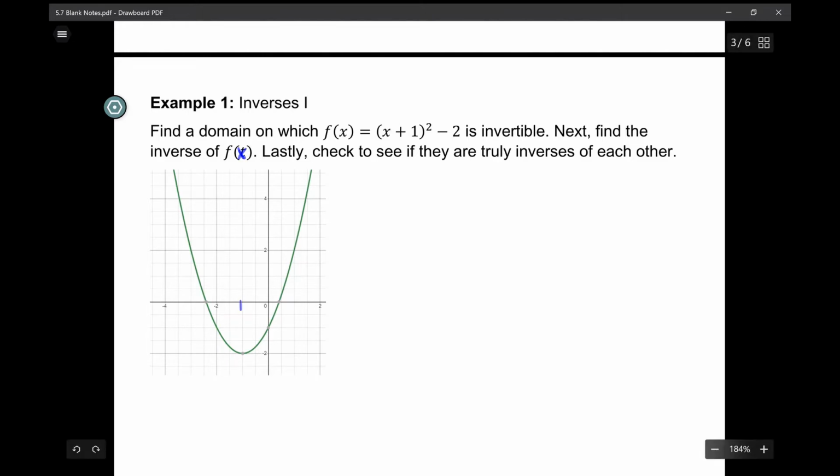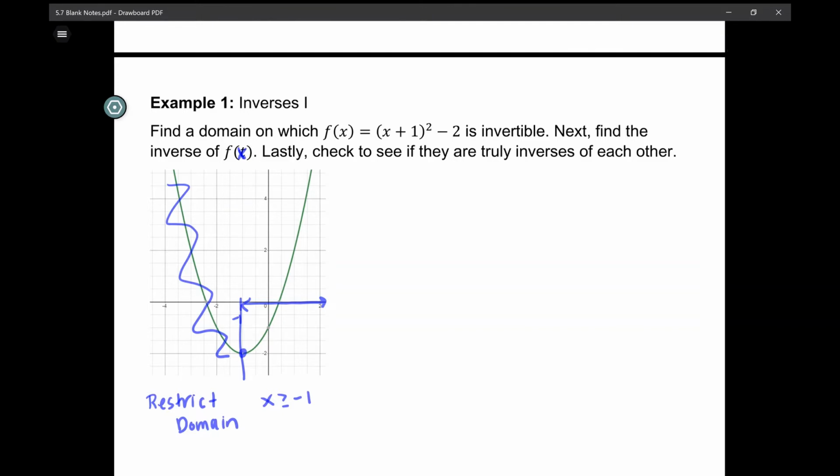So if the vertex is here at -1, if we chop off and just use the right part of this function, so that is x greater than or equal to -1, then we can see that that function is now invertible. It is now one-to-one because we're just going to ignore this left-hand piece. We're just going to start the function here and do this right-hand swoop up. So that's going to be our restricted domain. So we're going to restrict the domain to be x greater than or equal to -1.